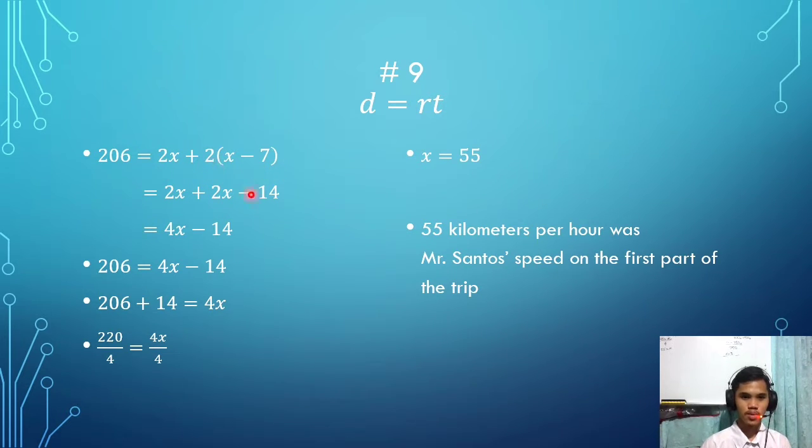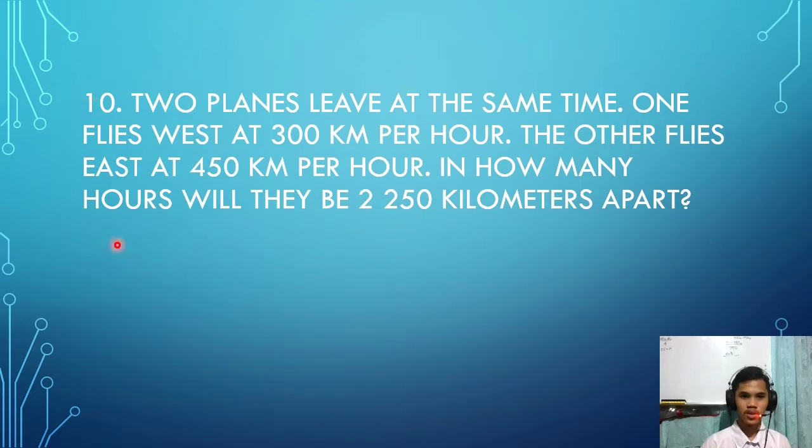And simplification, 2x minus 14 and 4x minus 14, and then substitute it. Simplify, and then transpose the 14 to the other side, and then divide both sides by 4 so we can get the value of x. Then x equals 55, and that is 55 kilometers per hour, Mr. Santos' speed. The next problem we have here, problem number 10.